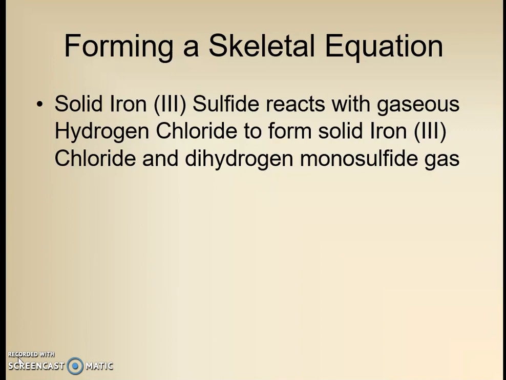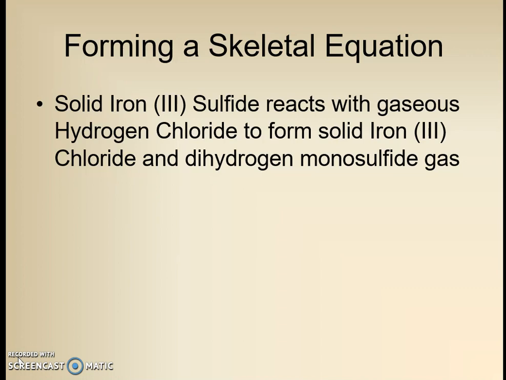So first off, we have solid iron 3 sulfide. Iron 3 sulfide is the ionic compound. Since iron is a metal and sulfur is a nonmetal, they make an ionic compound. Iron 3, since it's a transition metal, has that Roman numeral. That makes it a little bit easier. We already know its charge from the Roman numeral that's there. It's a +3. Sulfur in group 6 needs 2 more electrons.